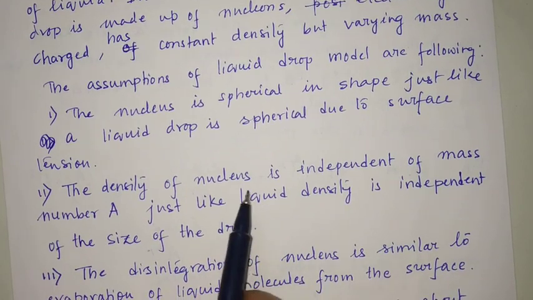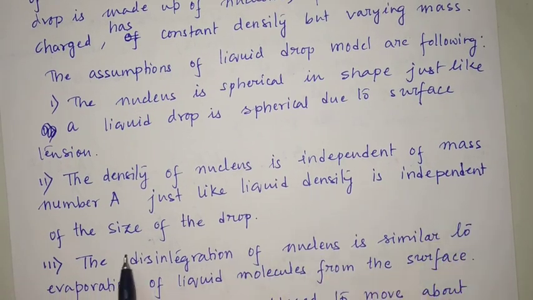Number 2 is that the density of the nucleus is independent of the mass number A, just like liquid density is independent of the size of the drop. If you take water at a particular temperature, whatever the shape of the water, whether you put it in a glass, keep it in some other container, or throw it on the floor, whatever the size of the drop, its density is independent of the size. Similarly, the density of the nucleus is also independent of the mass number A, that is, the total number of nucleons present in it or the total mass of the nucleus.